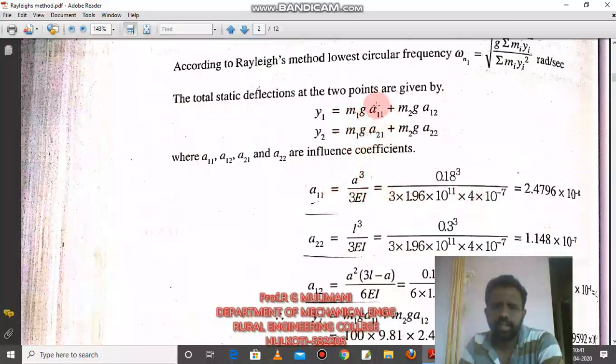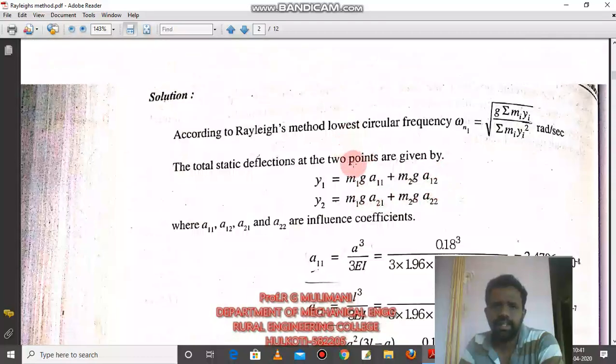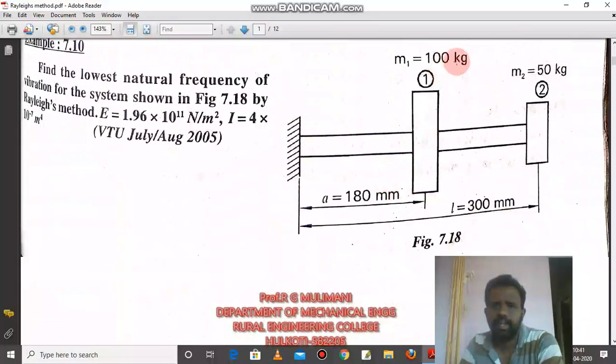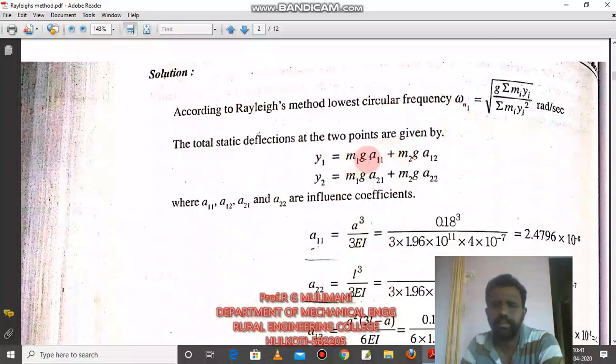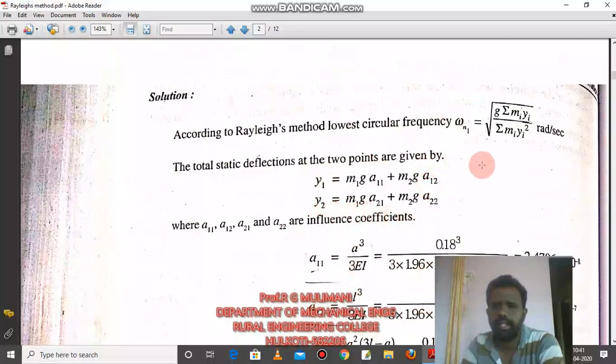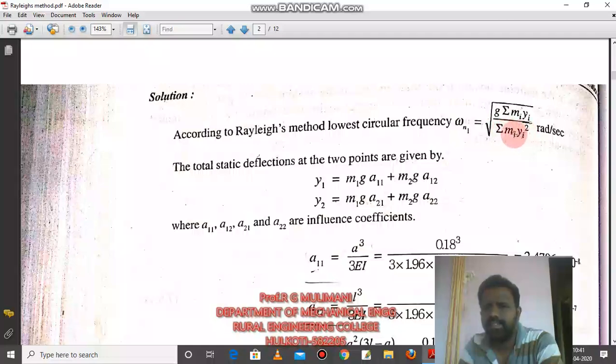Then you substitute the values of a11, a12. What are the masses here? Mass 1 is 100 kg, mass 2 is 50 kg. Substitute the values of mass. g is 9.81, a11 is calculated here, so you will get y1. Similarly, y2. Then for a 2 degree of freedom system, it is g into m1 y1 plus m2 y2, divided by m1 y1 square plus m2 y2 square.